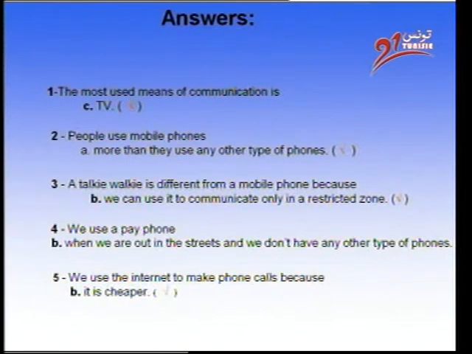The next one, number 5, we use the internet to make phone calls because it is cheaper. Yes, the internet allows you to speak with other people everywhere in the world for very little money. I mean, chatting is cheaper than using your mobile phone or your home phone to speak to somebody who lives in France or in Italy or wherever. Okay?